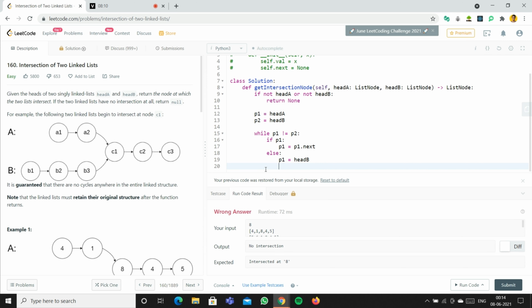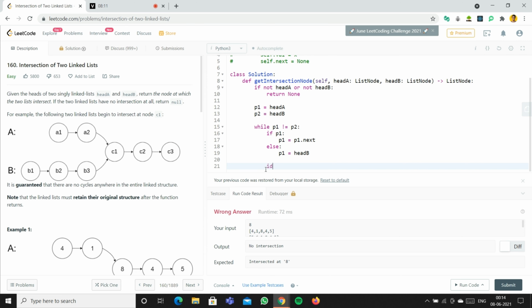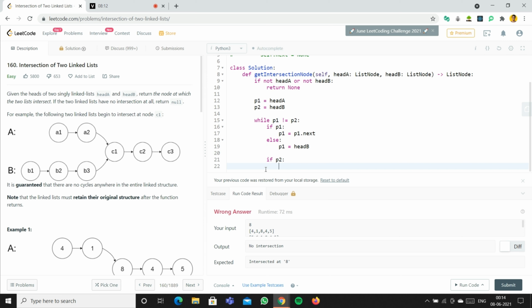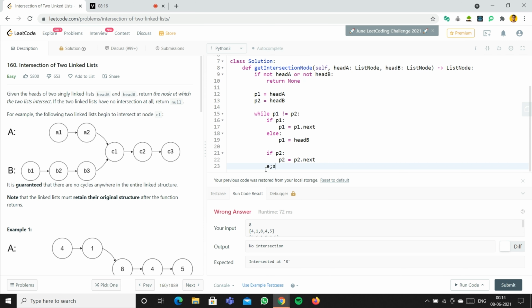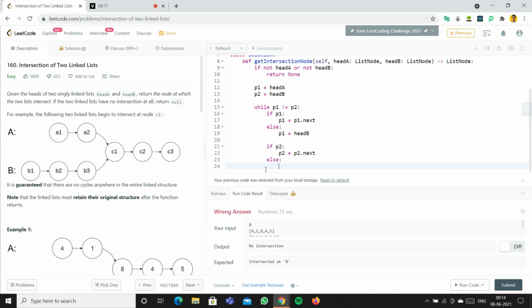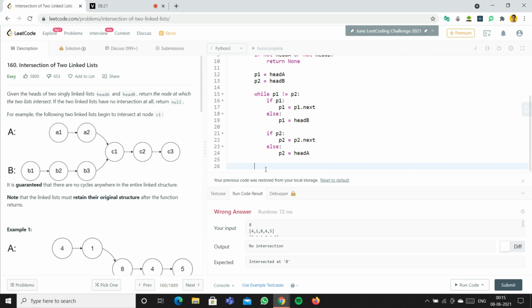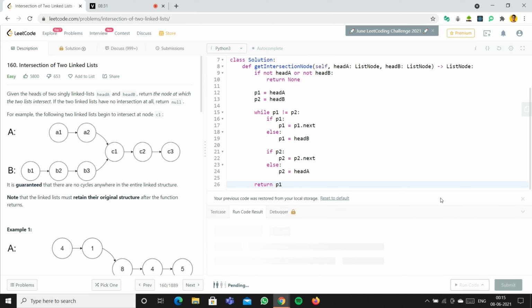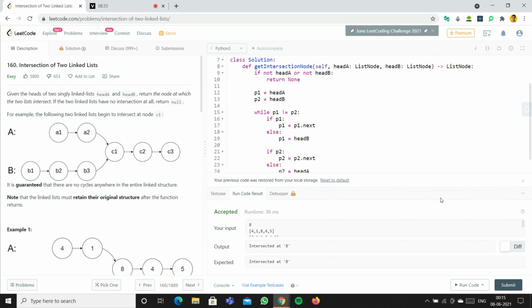And similarly for P2, P2 is equal to P2.next, and else, P2 is equal to head A. In the end, we'll just return P1 or P2, it doesn't matter which one, because they both will give you the same output. So let's run the code. Yeah, and submitting it.